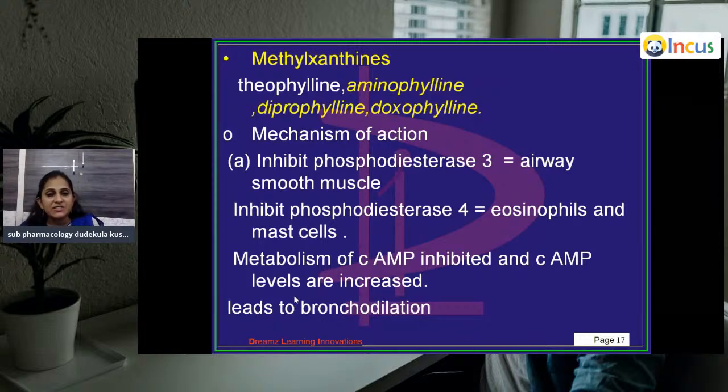Phosphodiesterase 3 is present in bronchial smooth muscles. Phosphodiesterase 4 is present in eosinophils and mast cells. This is the main important mechanism of action of methylxanthine: phosphodiesterase inhibition, either 3 or 4. 3 is present in smooth muscles, and 4 is present in eosinophils and mast cells.